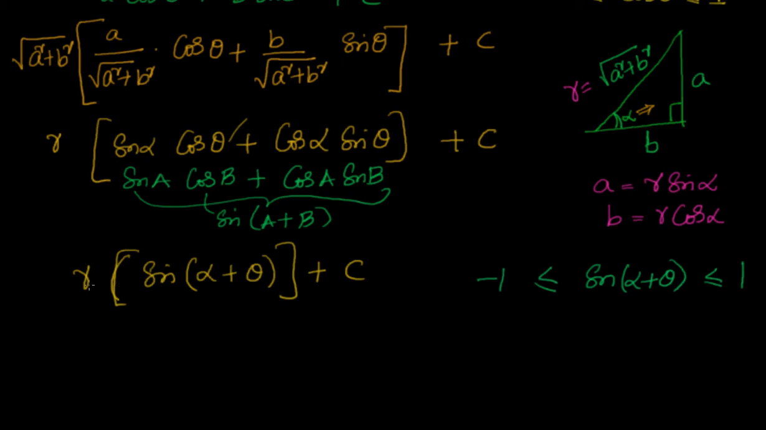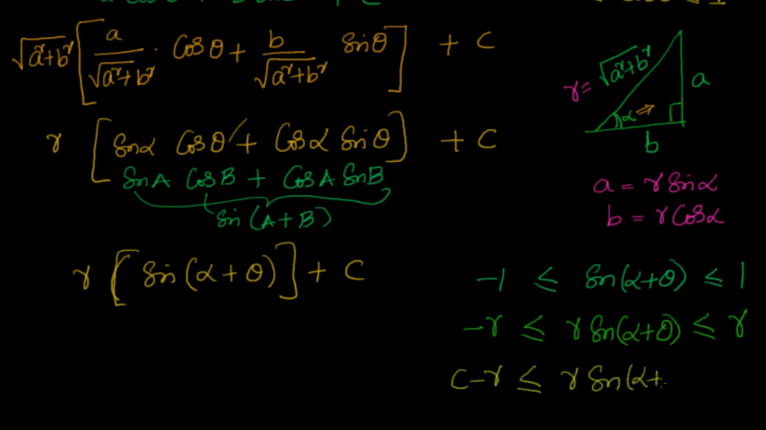Now what I have to find out the value is nothing but I have r here. So I'll multiply with r. It becomes minus r is less than or equal to r sin of alpha plus theta less than or equal to r. And in addition, I have a constant term. So it becomes now c minus r less than or equal to r sin alpha plus theta plus c less than or equal to c plus r.